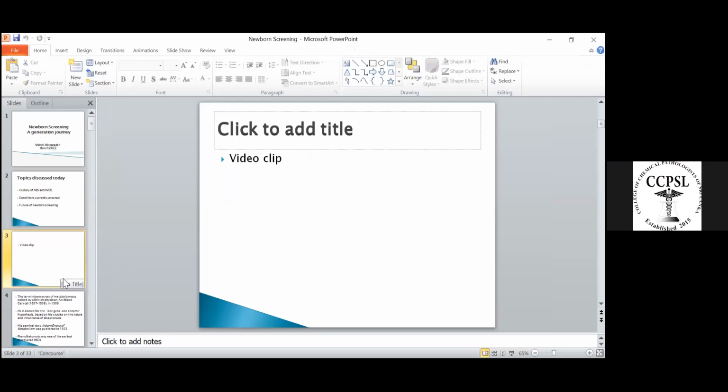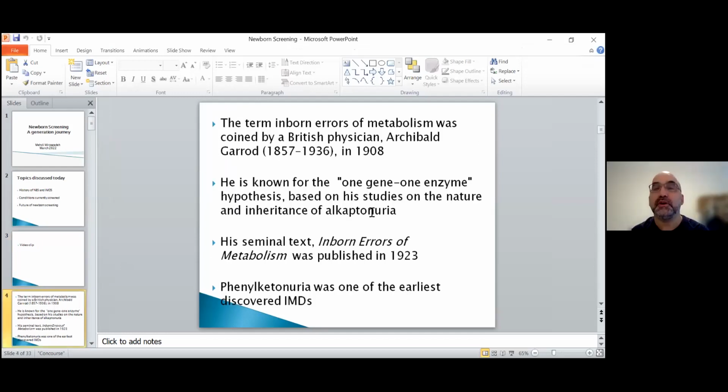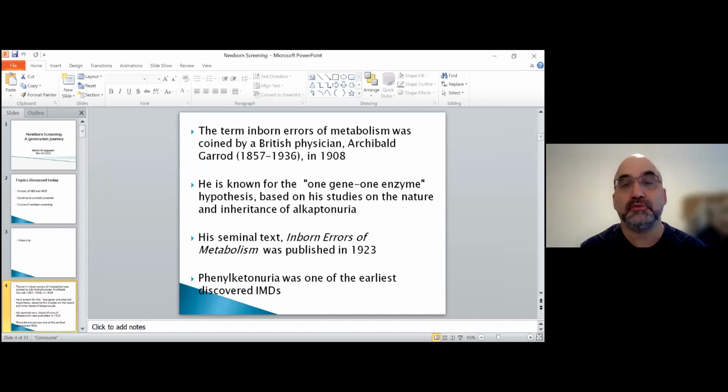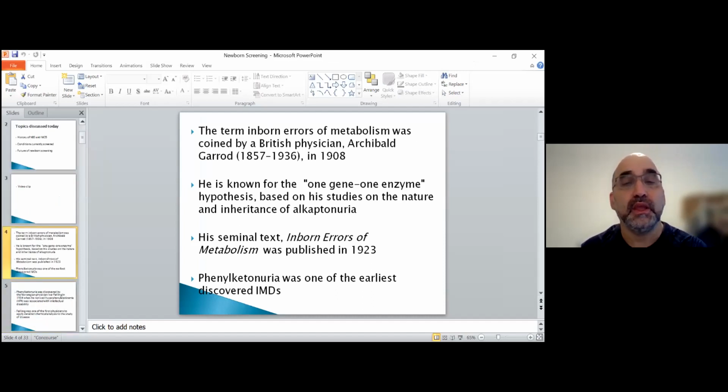Yes. Okay, thank you. So what I'm going to do is start with the history a bit. The term IMD was first coined by a British physician, Archibald Garrod, in 1908, beginning of the 20th century, and he introduced the one gene, one enzyme hypothesis based on his studies on alkaptonuria, which was the first disease studied. His textbook was called Inborn Errors of Metabolism, and since then we have been using that terminology for the rest of the century, basically.